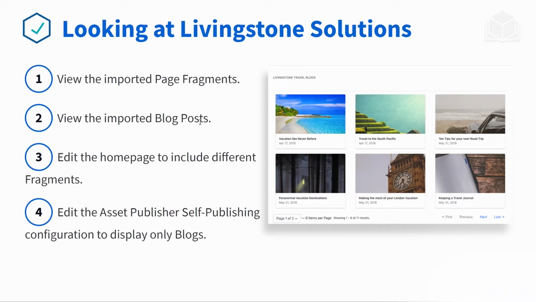We're going to do the following things in this exercise. We will start by viewing those imported page fragments that you can use to compose any web page, as well as viewing the blog posts. And then we'll even take a little try at editing that homepage to include different fragments, see how that process works. And then finally, we're going to edit the asset publisher configuration and see how we can edit widgets in Liferay DXP to filter or just in general change what's displayed with a widget.